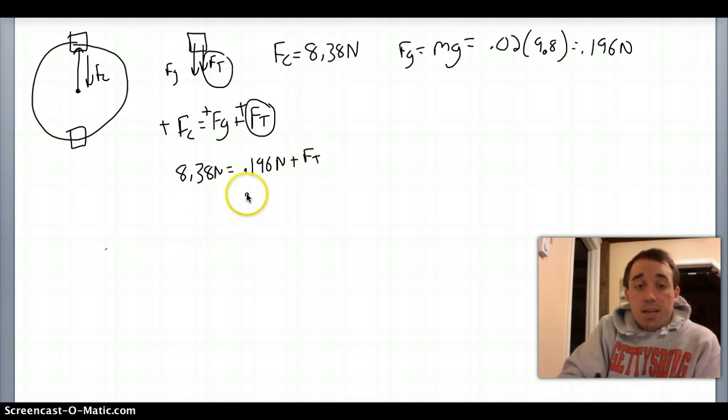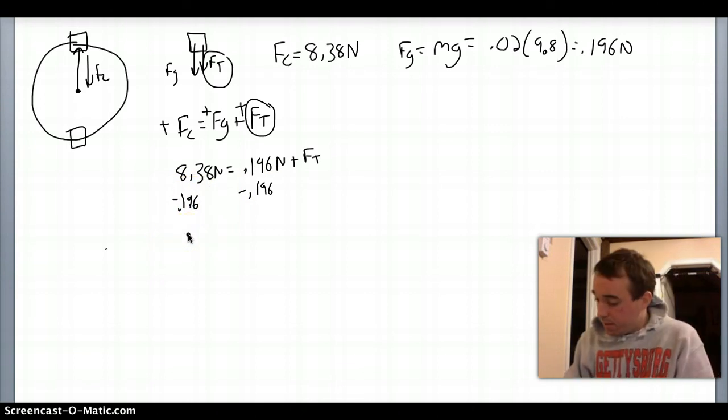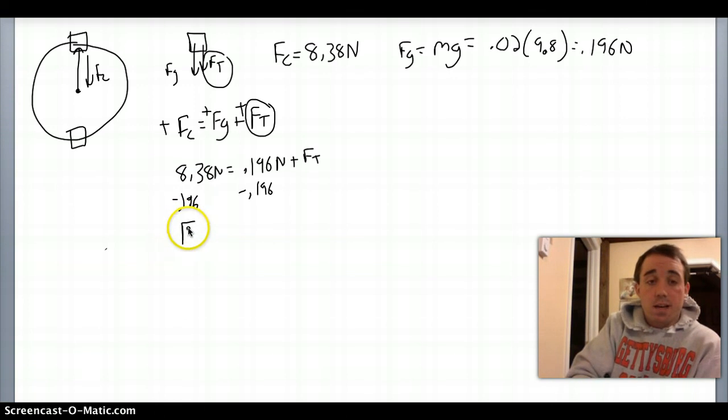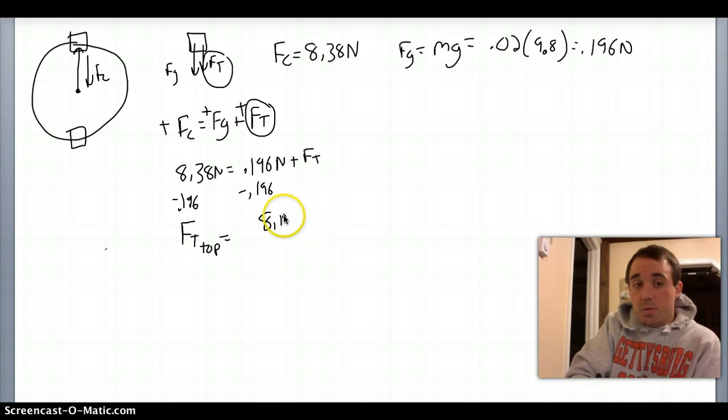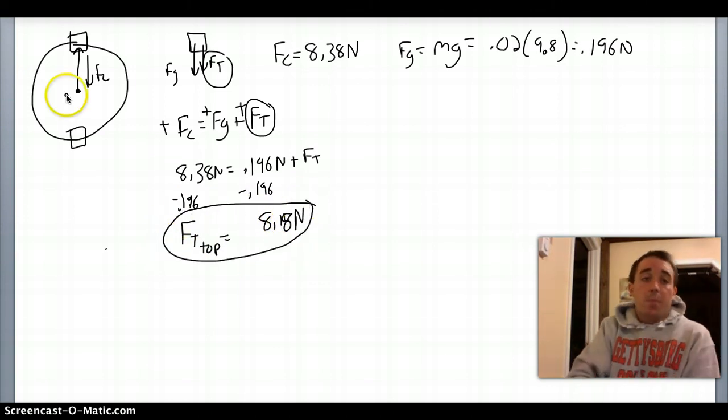I want to solve for the tension force, because that's what it's asking. What is the tension force in the string? So I subtract 0.196 from both sides. 8.38 minus 0.196 gives me a tension force at the top of 8.18 newtons. But that's at the top.